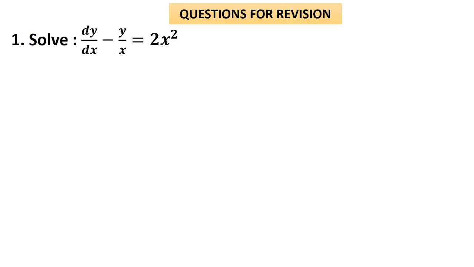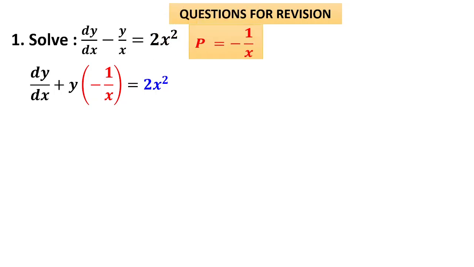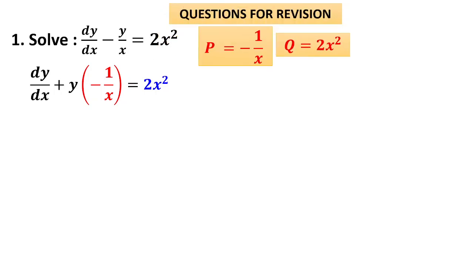Let us take a question now. Dy by dx minus y by x is equal to 2x square. Please keep it in mind, it should be dy by dx plus py is equal to q. Therefore I have to visualize it as dy by dx plus y into minus 1 by x is equal to 2x square. Don't take the coefficient of y directly as p. It should be plus py. Therefore here p is minus 1 by x and q is 2x square.